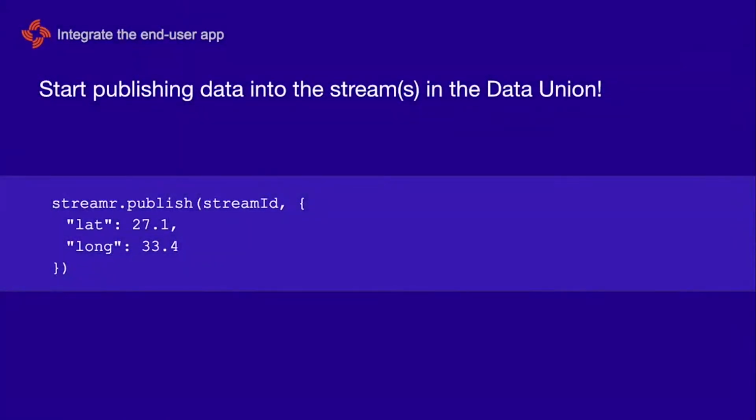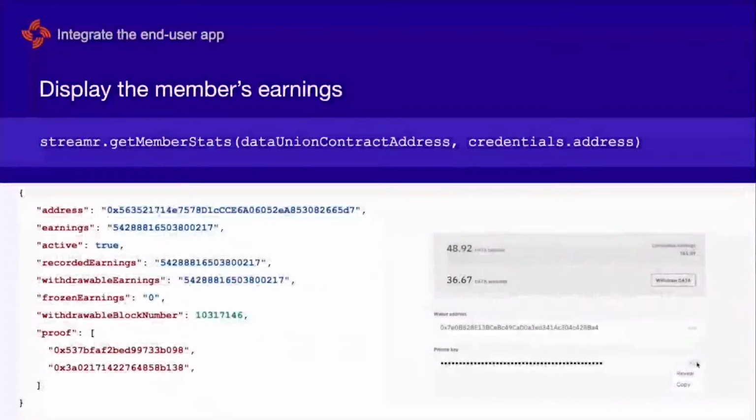Okay, now that the user has joined the data union as a member, we can start actually publishing data points to the streams by calling streamr.publish with the actual data payloads, whatever they are in your use case. Since the end user app acts as a wallet, you probably want to display the user's balance and earnings somewhere in your app. And you can easily query those with the getMemberStats function.